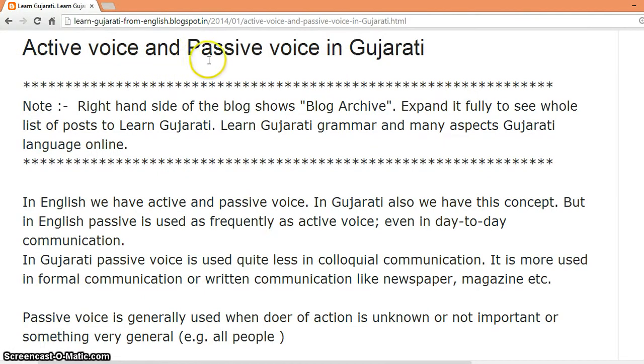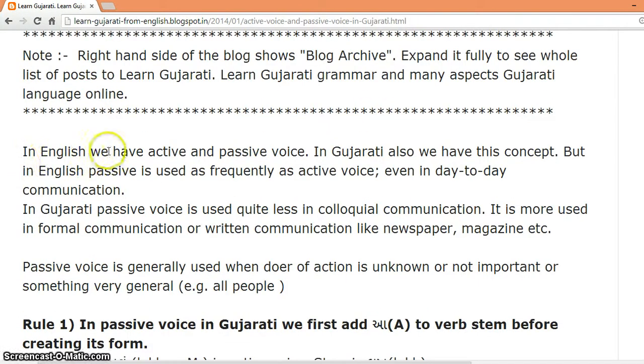Active voice and passive voice in Gujarati. In English, we have active and passive voice. In Gujarati also, we have this concept. But in English, passive voice is used as frequently as active voice, even in day to day communication.